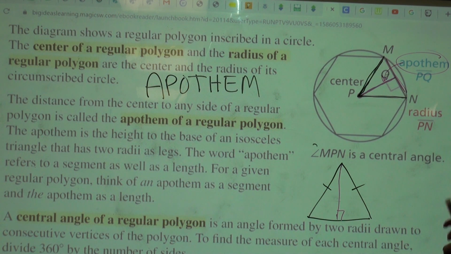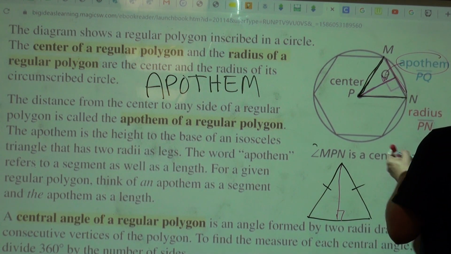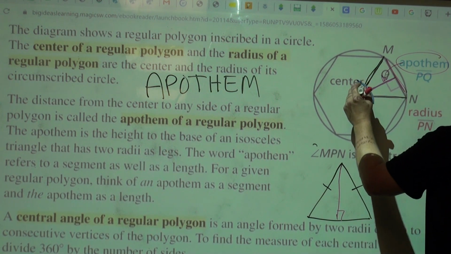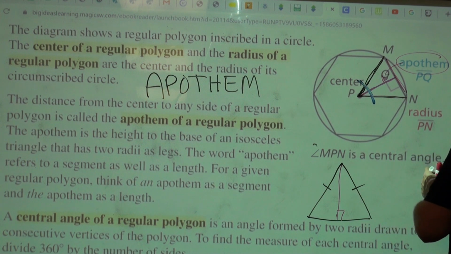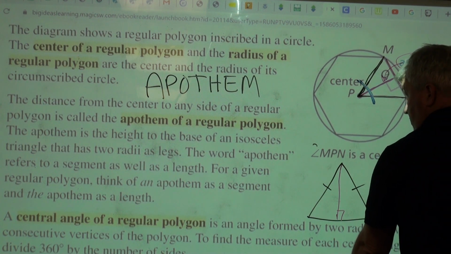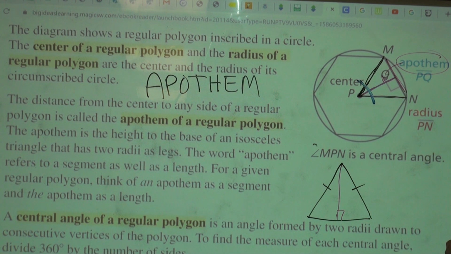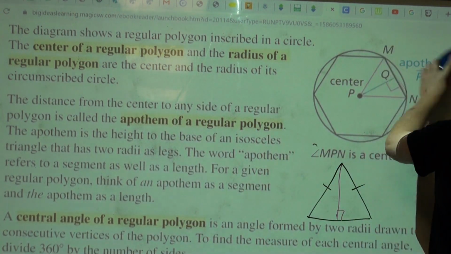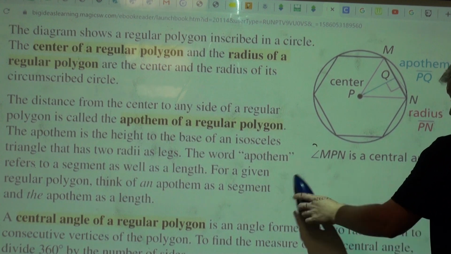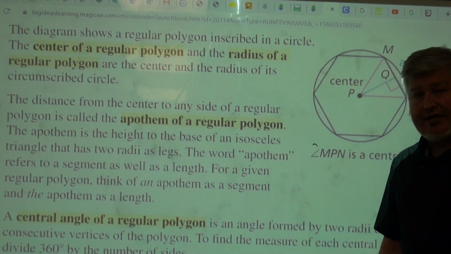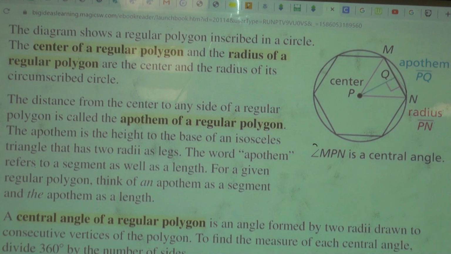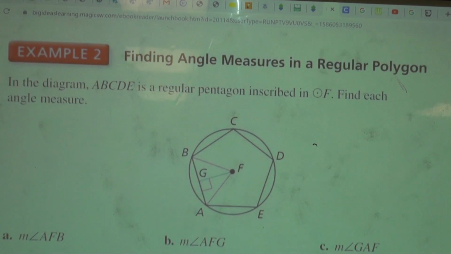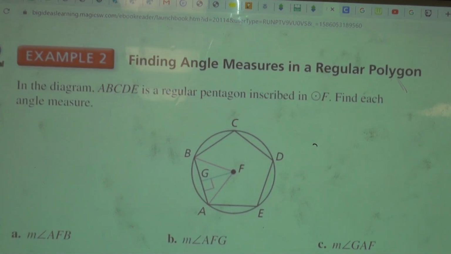And of course, you can also have this, which is called the central angle that it forms right here. MPN forms a central angle right there. Okay, so let's see what the example wants us to know. Again, we're just touching on this. We're not going to get complicated. Later in this chapter, things can get complex, so we're not going to worry about that. Finding angle measures in a regular polygon.